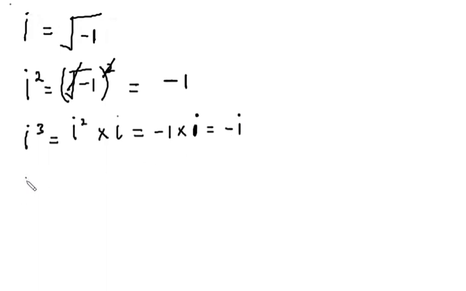Okay. So when we have i to the power of 4, we know that this is i squared times i squared. So i squared gives us minus 1 times minus 1, and minus 1 times minus 1 is 1.